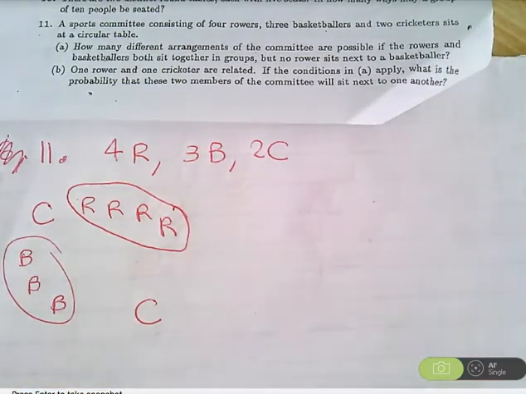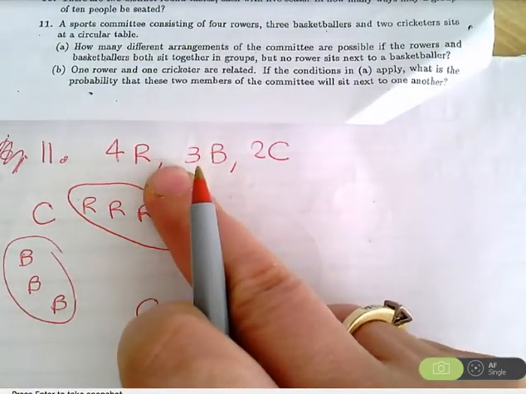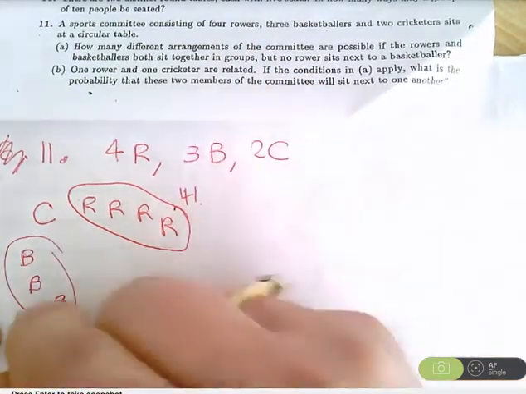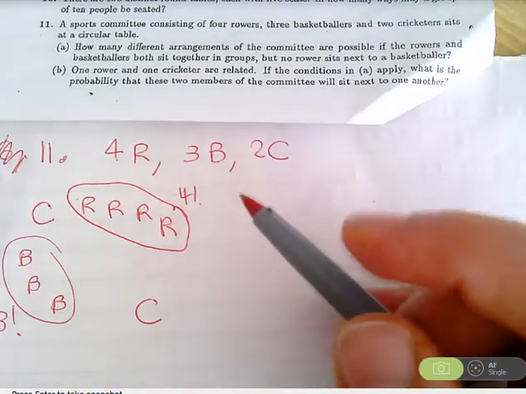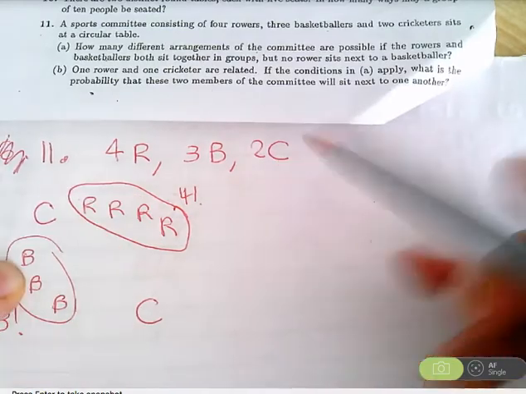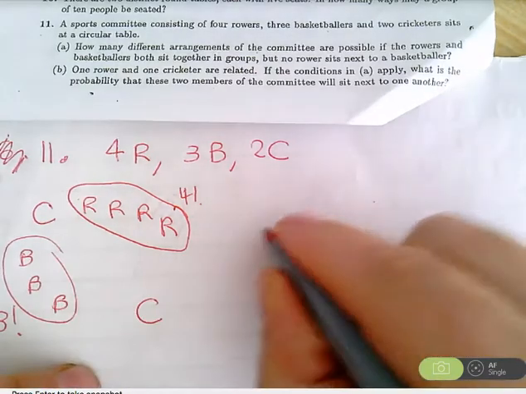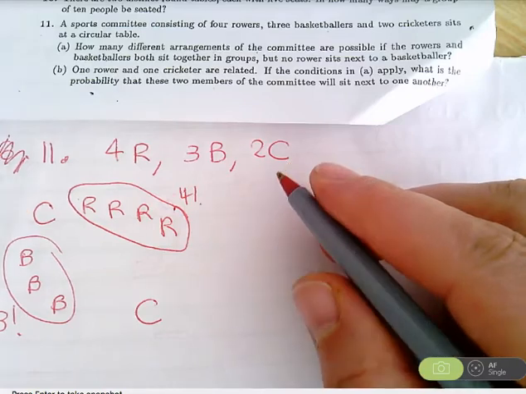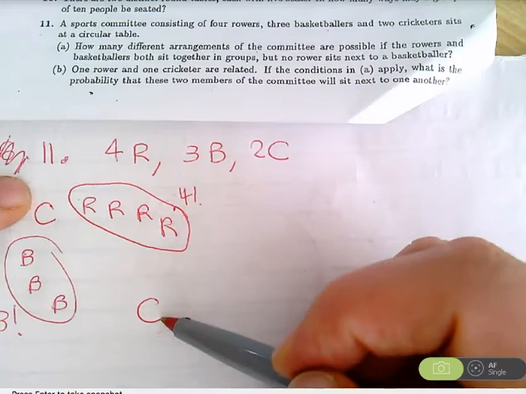So let's seat someone first. You can order your rowers and your basketballers first if you want. How would you order your rowers? 4 factorial and 3 factorial. So how many groups are we really sitting at this table? 1, 2, 3, 4. It's like we're sitting 4 people at the table now. I'd rather sit the rowers or the basketballers first, otherwise I think we're going to get into a mess if we sit the cricketers.